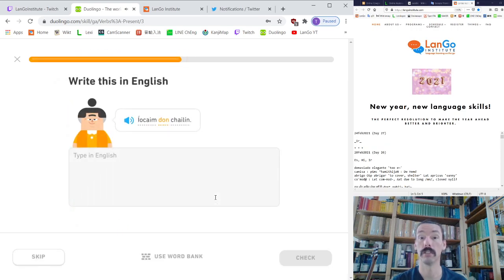Íocaim don chailín. Don't recall this. Don is the fusion of a preposition and an article, for the. And note the basic form cailín for girl starts with just a plain C. We have a mutated form, don chailín. So within phrases, these initial sounds in words will often be changed. Íocaim don chailín, I pay for the girl is the meaning.